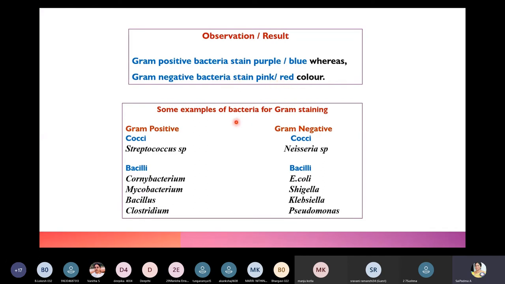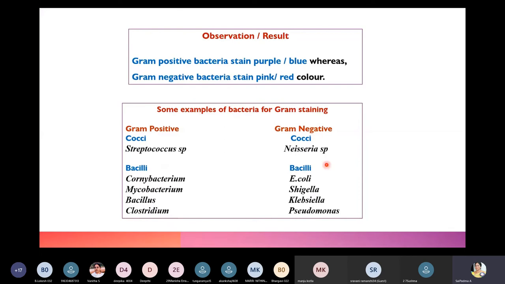Now, here is a list of example bacteria for the Gram staining experiment. For Gram-positive cocci, the best example is Streptococcus species. For Gram-negative cocci, Neisseria species can be taken as a source for the culture. For Gram-positive bacilli, it can be Corynebacteria, Mycobacterium, Bacillus, or Clostridium species.